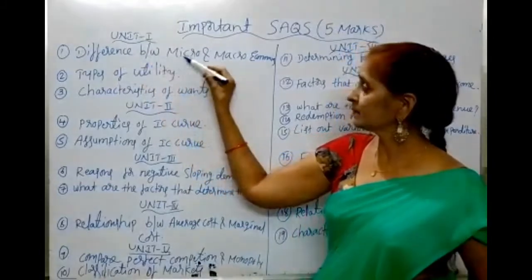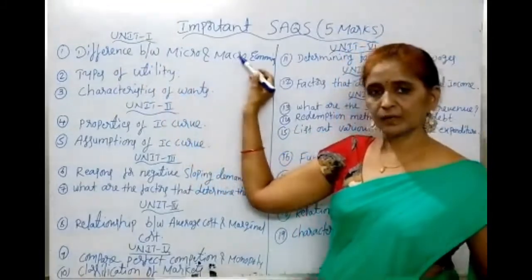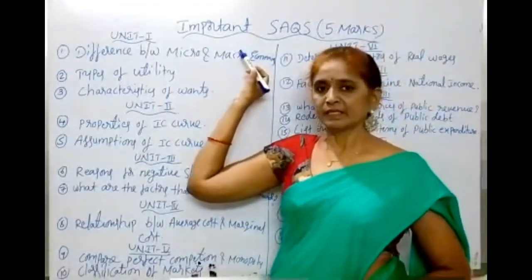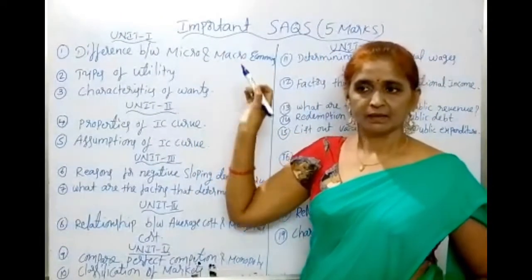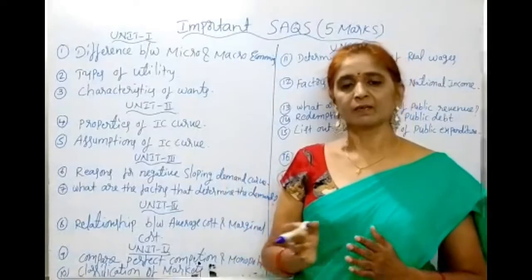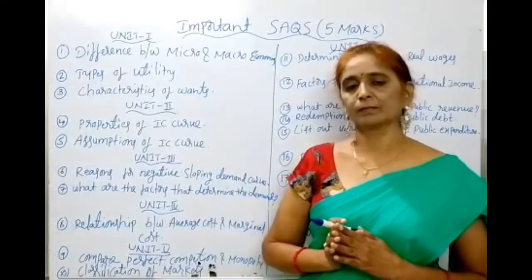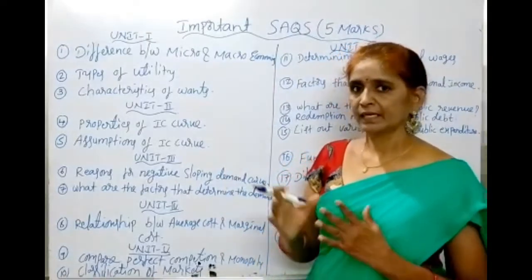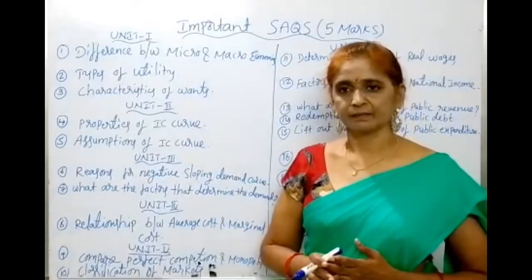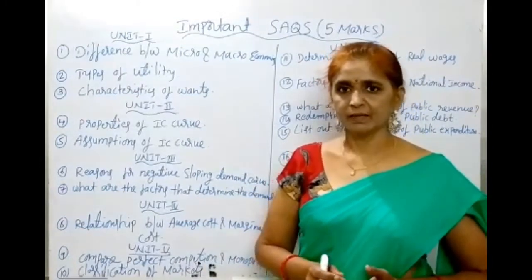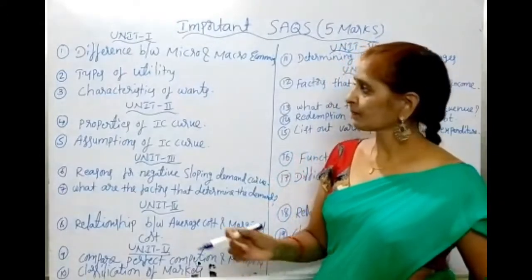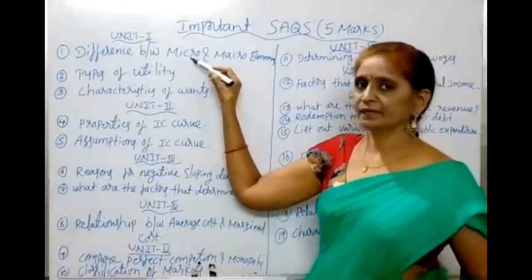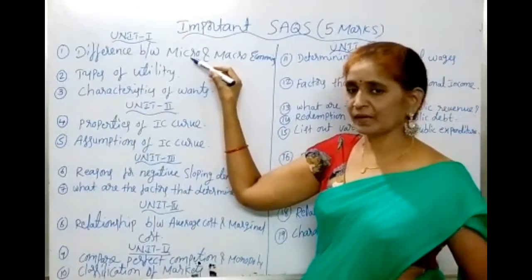First one is the difference between micro and macroeconomics. While presenting this answer, first you have to write the introduction in 2 lines: what is micro and what is macro, the definition of micro and macro. Later write the differences between the 2 of them. Why? Because for a 5 marks question, the introduction is compulsory, otherwise you will lose 1 mark. So 6 points are there, differences, right? Present the 6 points also.